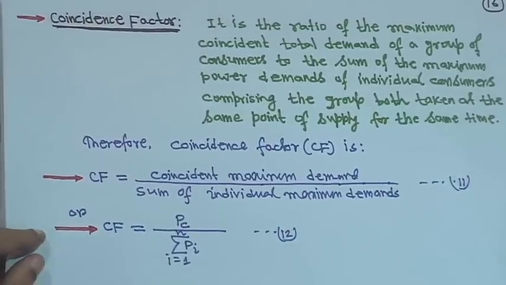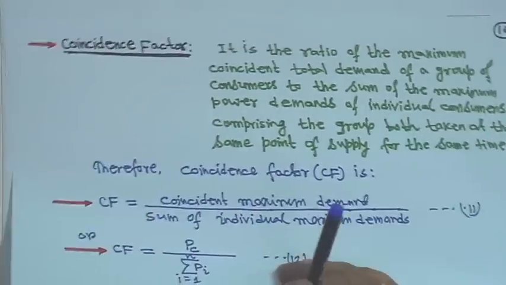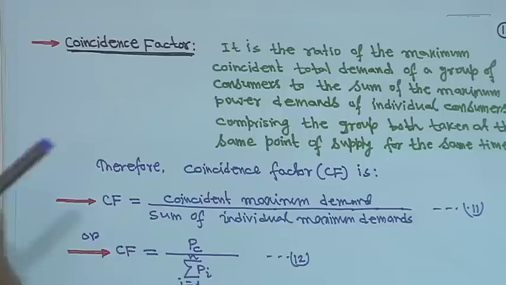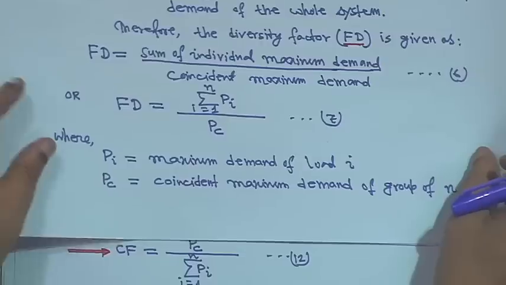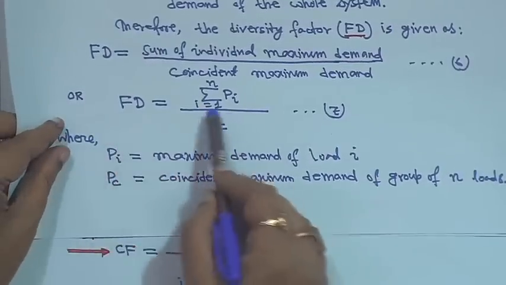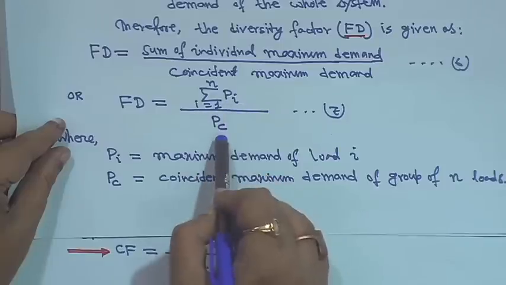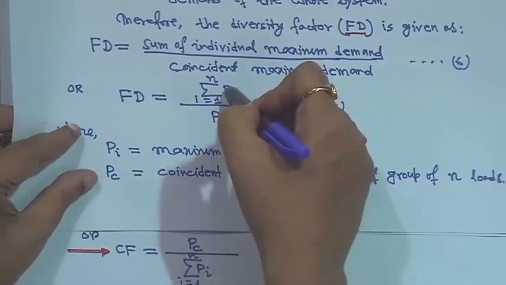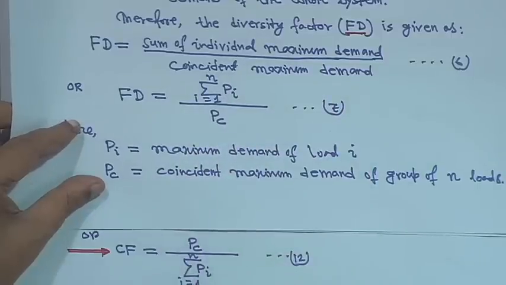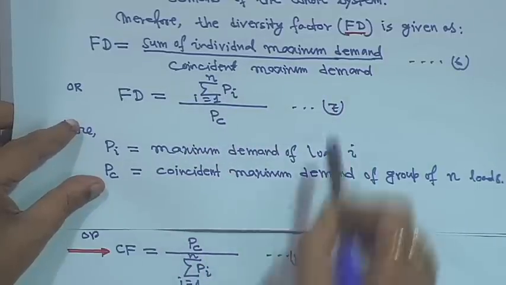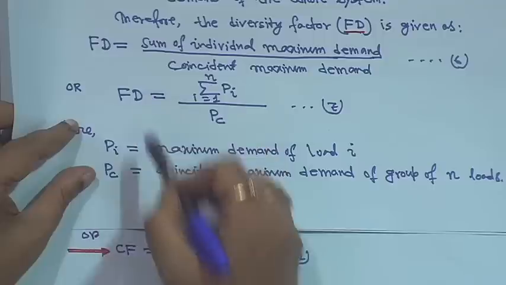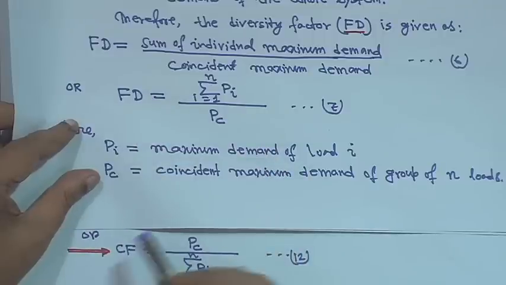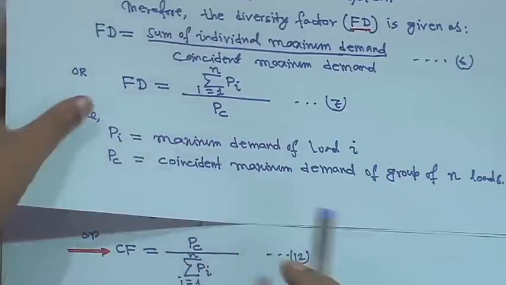That means if you see equation 7 here, the diversity factor FD is equal to sigma i equals 1 to n Pi upon Pc, this is 7, and the coincident factor is just the reciprocal of it, Pc divided by sigma i equals 1 to n Pi. This is equation 12. That means FD is equal to 1 upon Cf, or FD into Cf is equal to 1, right.